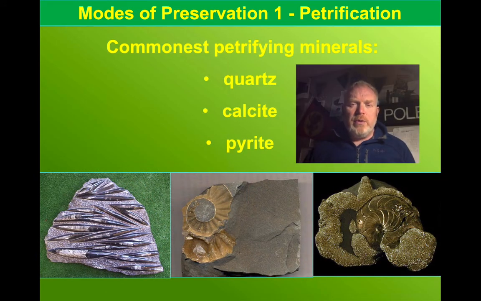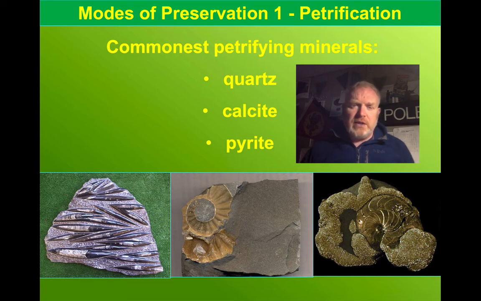Now, there are three common minerals that we find replacing the original shell material. Calcite is very common. Calcite is perhaps the trickiest one to recognise as being replaced, because a lot of original shell material will also be calcite. But for example, if you find a fossil of a shell and the whole fossil is solid, then that's going to have been replaced, because there's no space for the animal to live.